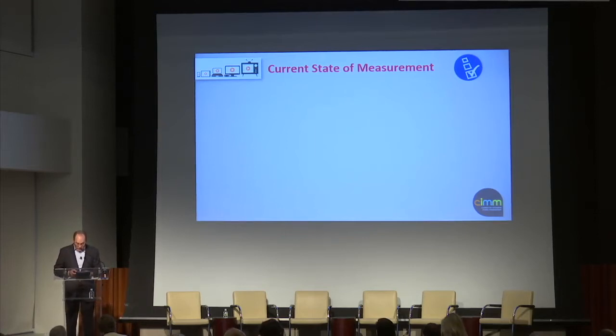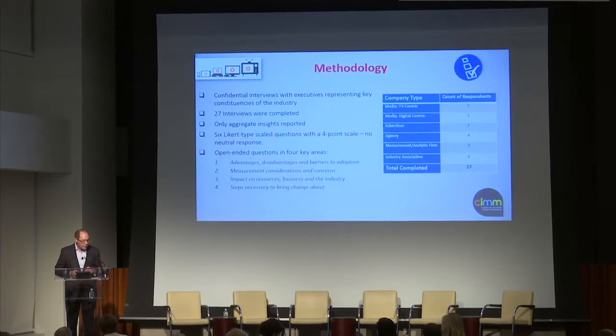Now, let me just dial back for a second on the methodology here. We began with a baseline gauge of what's going on in the industry. I started with 6 Likert-type scaled questions with only a 4-point scale, no room for a neutral response in this case. And this was just a simple way of quantifying the perception of the state of the industry right now.